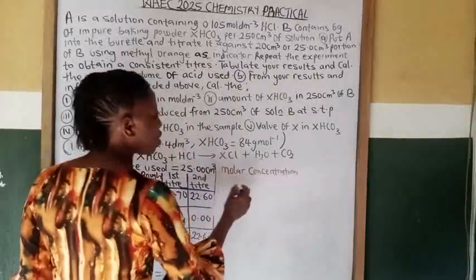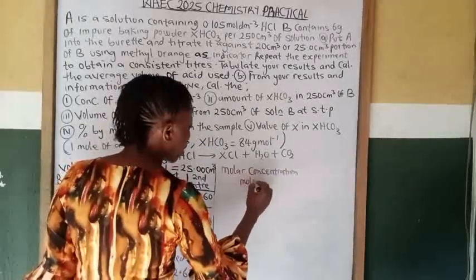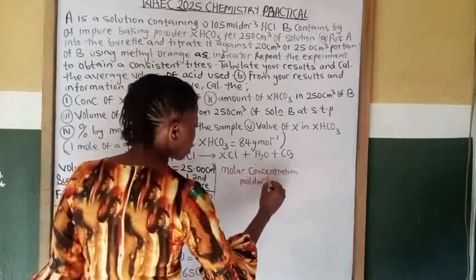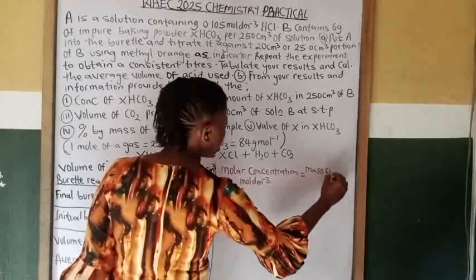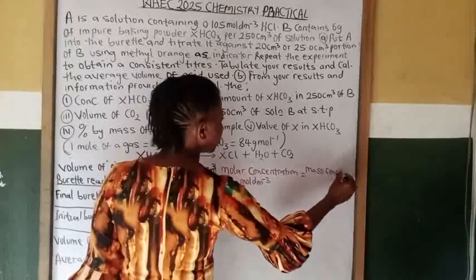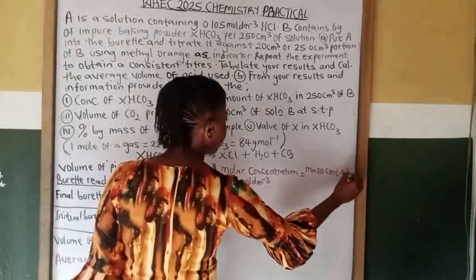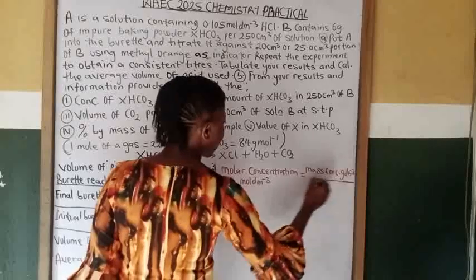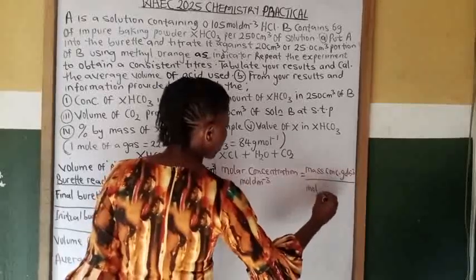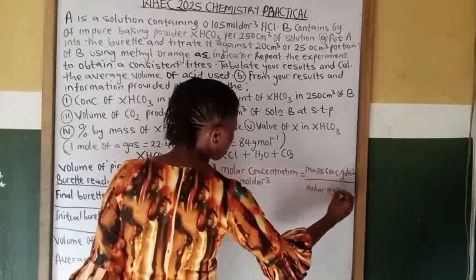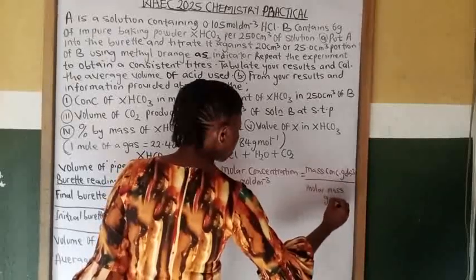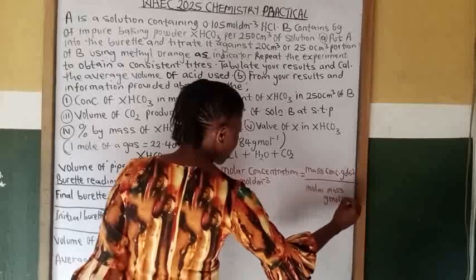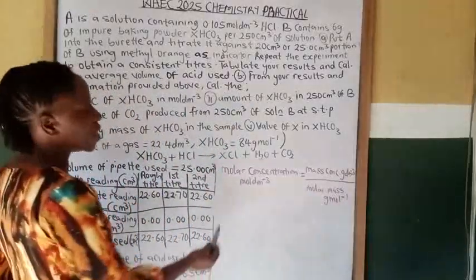Then the unit for molar concentration is mole per dm cube, which is equal to mass concentration. The unit for mass concentration is gram per dm cube. Don't forget to write their units, divided by the molar mass. Divided by the molar mass in gram per what? Gram per mole. So this is another formula.